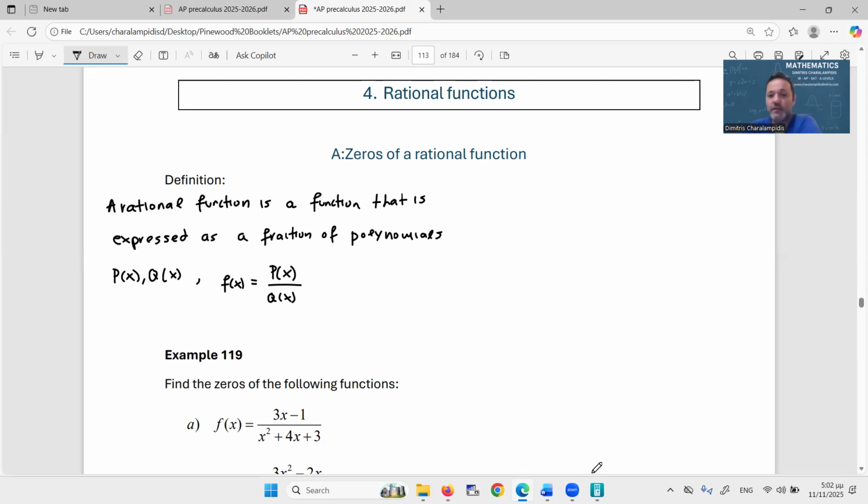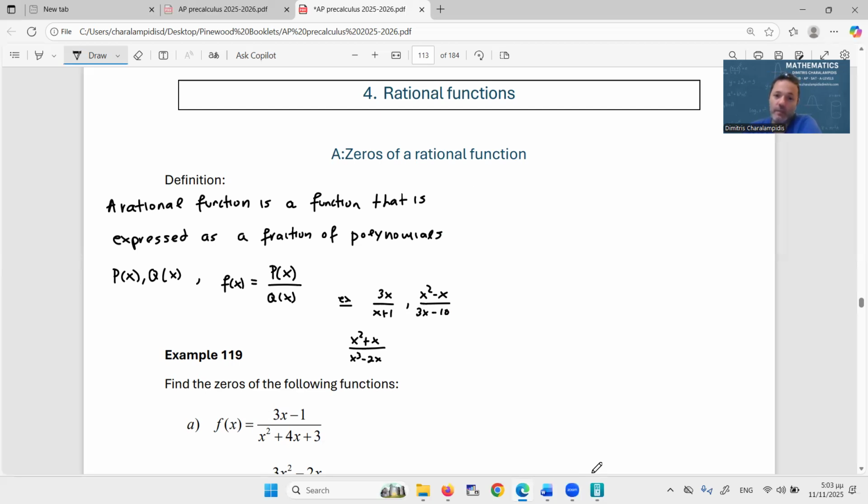For instance, 3x over x minus 1, or x squared minus x over 3x minus 10, or x squared plus x over x cubed minus 2x, and so on. Any two polynomials being divided by each other form a rational function.